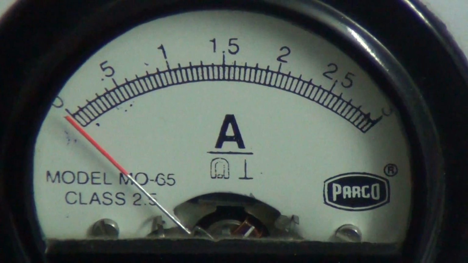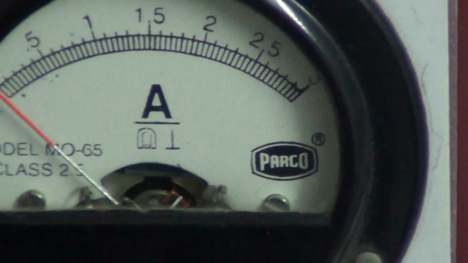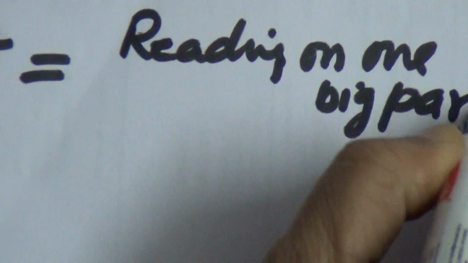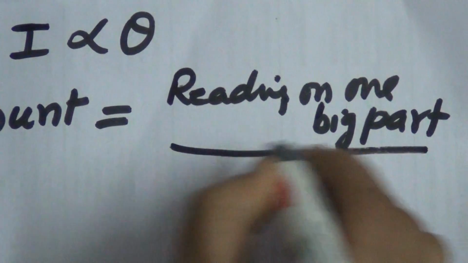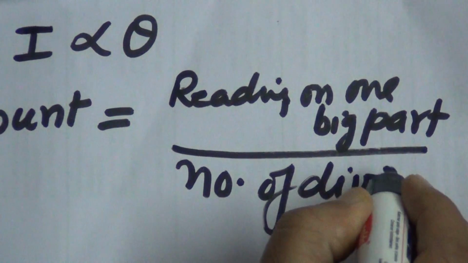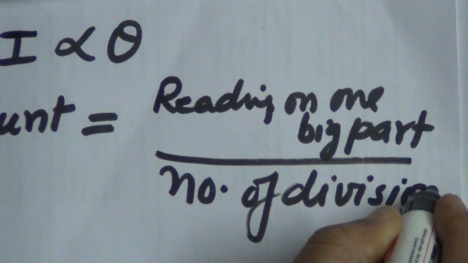So the reading on one big part divided by the number of divisions will help you to find the least count of it.